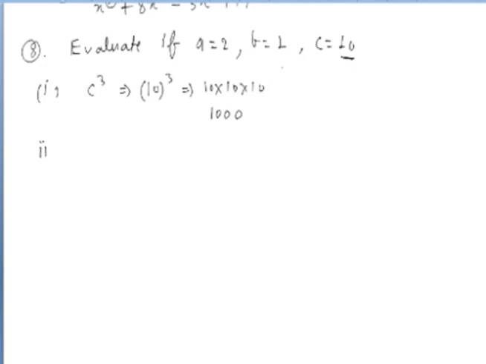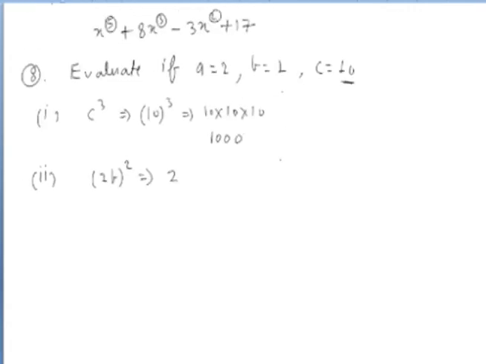And question number second, bracket 2b square. So first put the value of b, the value of b is 1. So just write 1 over here. Okay, 1 here. And just put this bracket also, this bracket and a square. Okay, 2 1s are 2. So here 2 1s are 2, 2 square. The square means 2 into 2. So the value is 4.